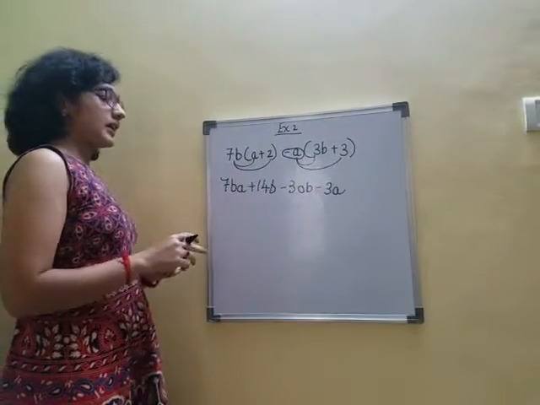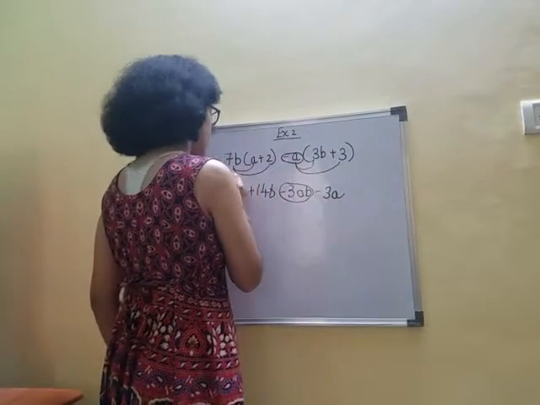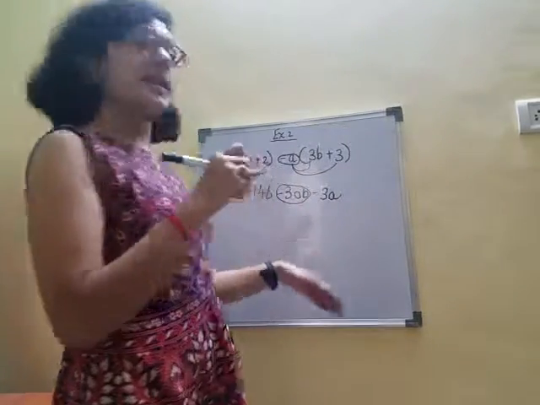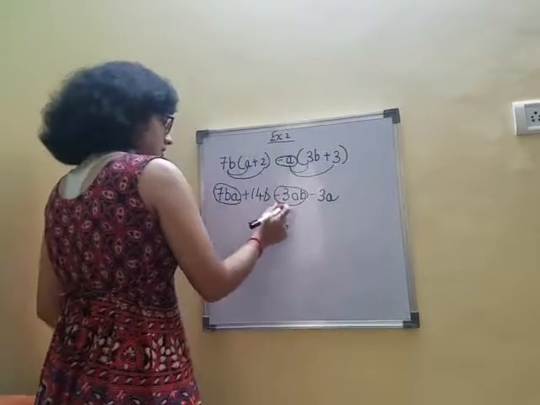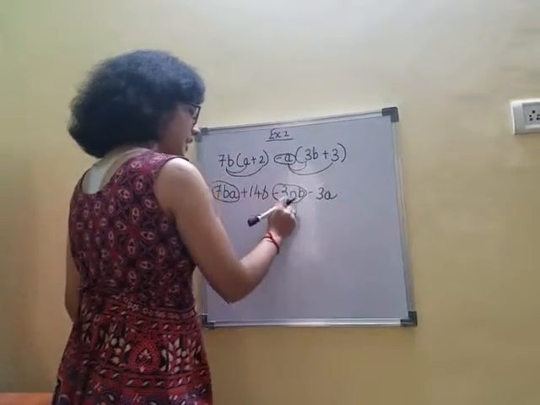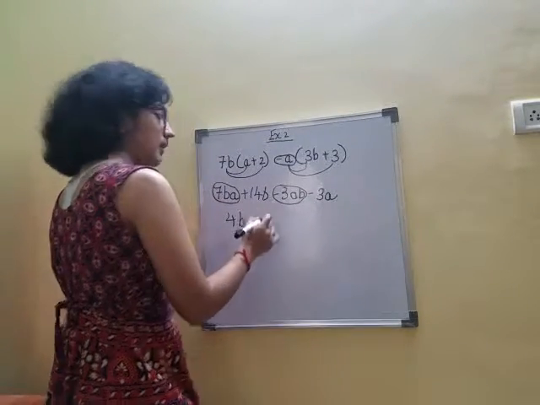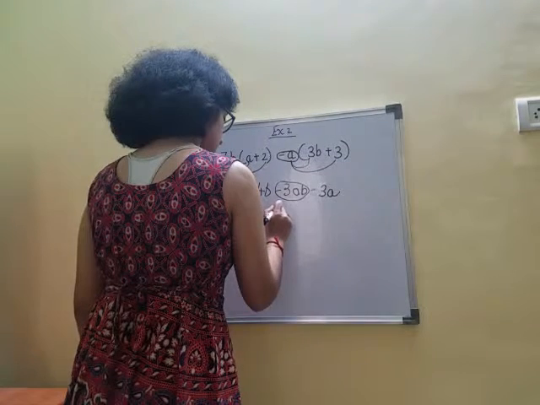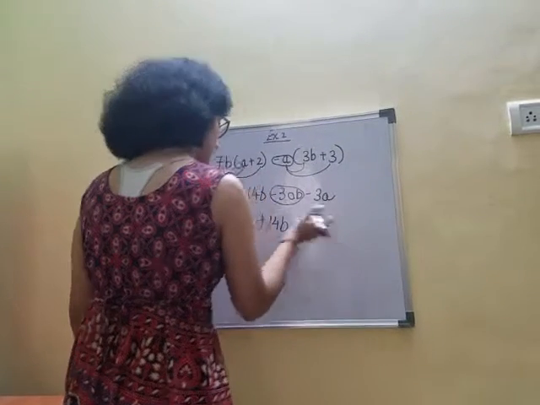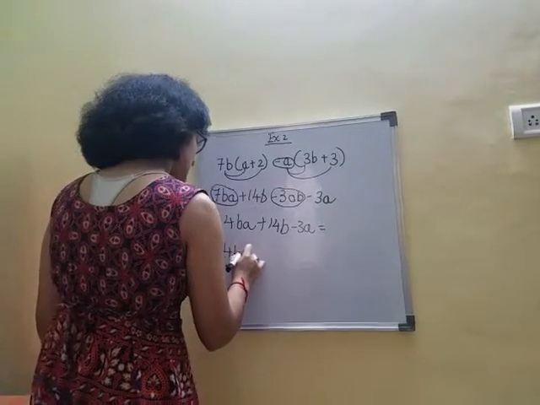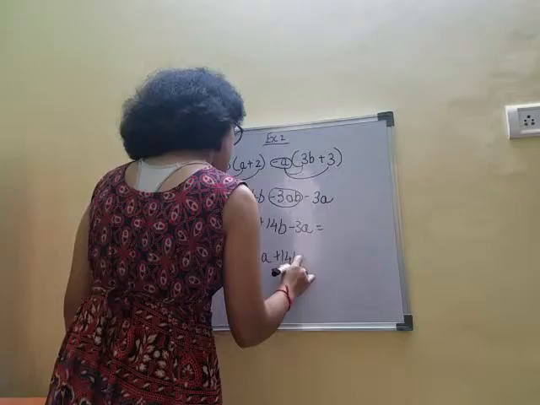So now we are going to simplify it further. These two are like terms. It doesn't matter how they're placed, but BA and AB are the same. They're actually the same, not similar. So 7BA minus 3AB is 4BA or AB. You can write it both ways. Plus 14B minus 3A. And we have to rewrite it as 4BA minus 3A plus 14B.